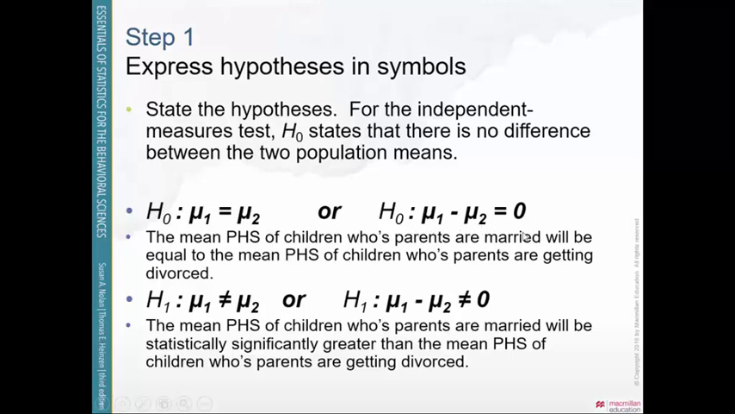You could also write it like this: mu1 minus mu2 is 0. Again, if these two means are the same, and if you subtract them, then you'll get 0. I tend to like this first one better. It seems to make more sense to me, but either one is correct.